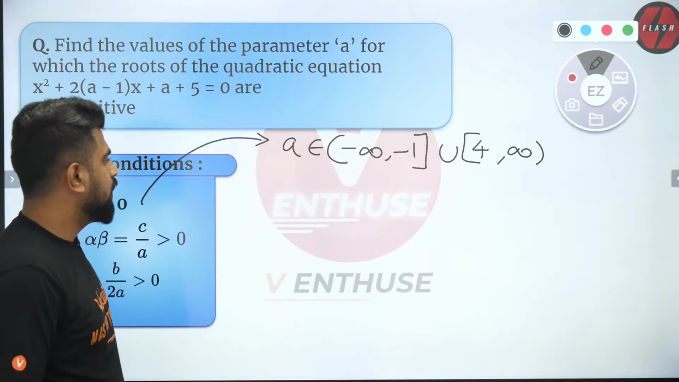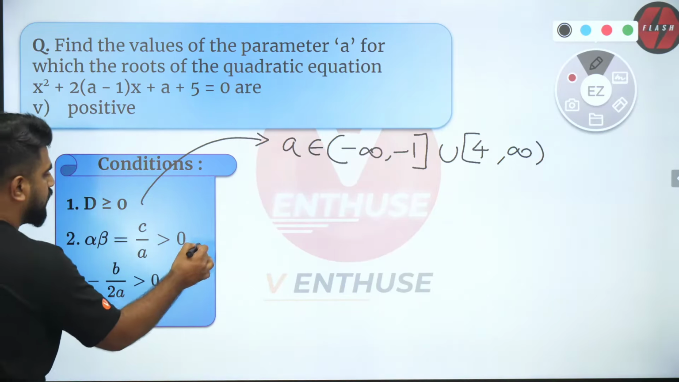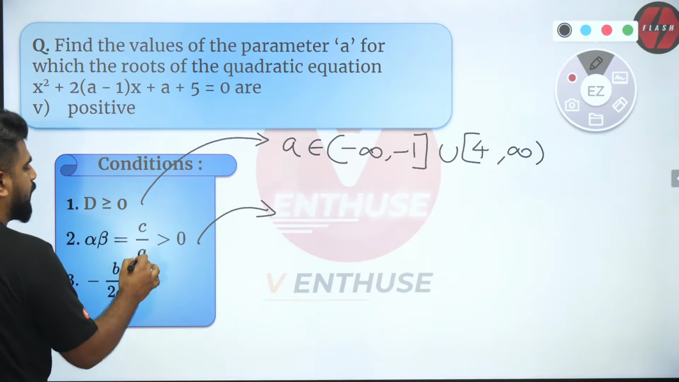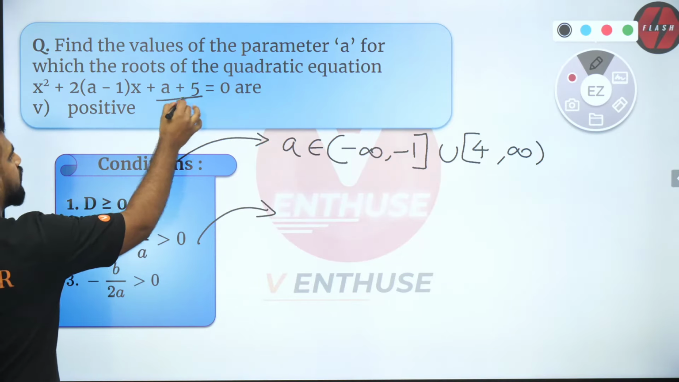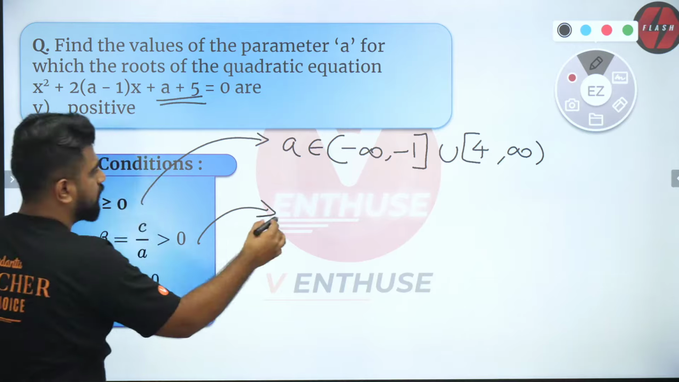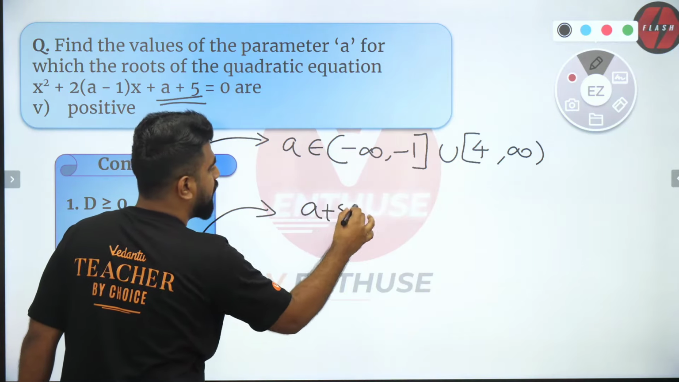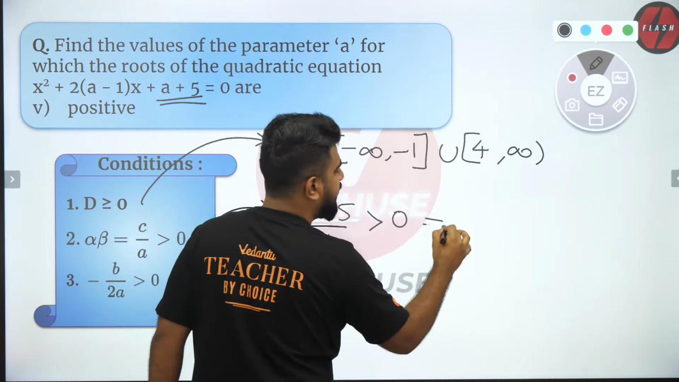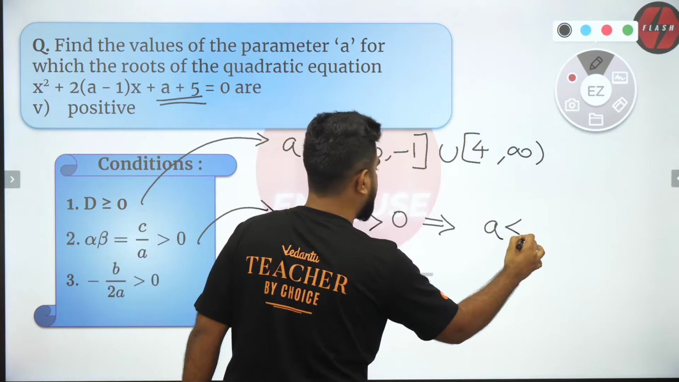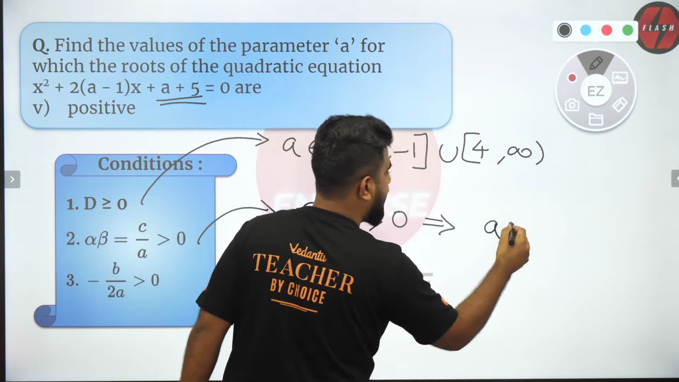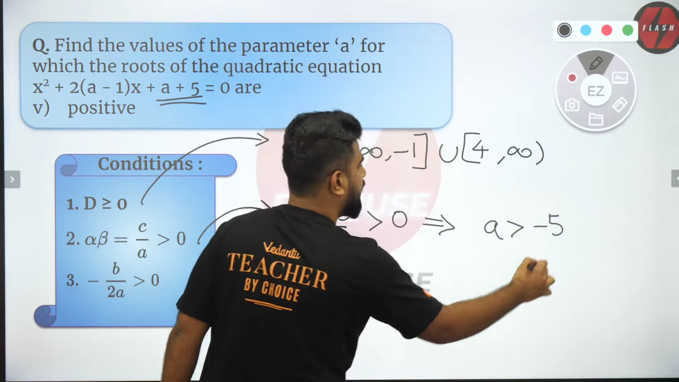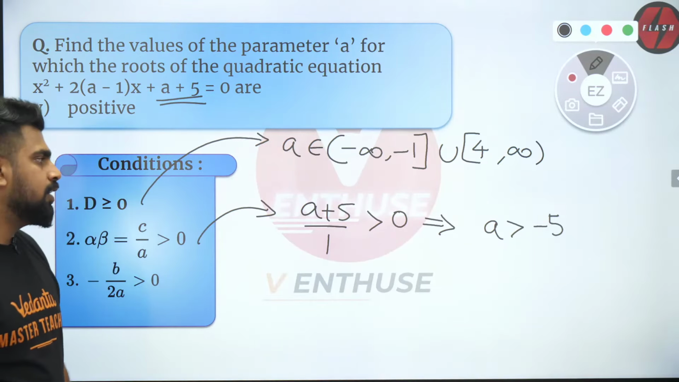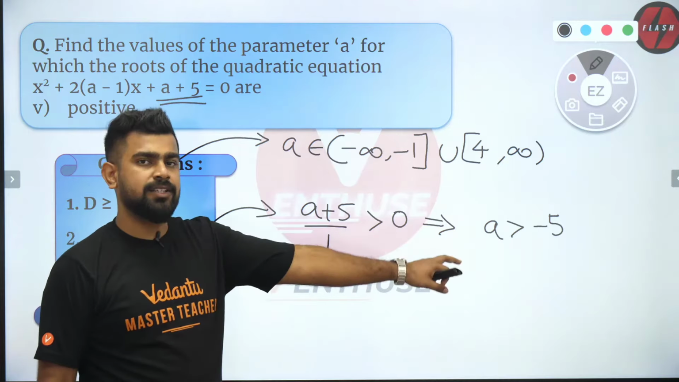Got it? Then second condition is what? Product of the roots is positive. What is product of roots? That also we saw. C by a. So that is (a plus 5) by 1, again positive, which means a is greater than minus 5. Are you all clear with it? So a is greater than minus 5.